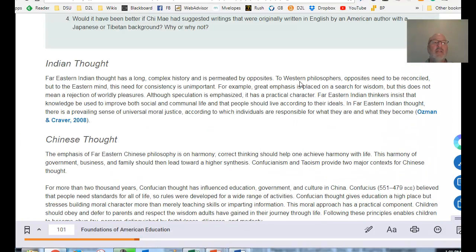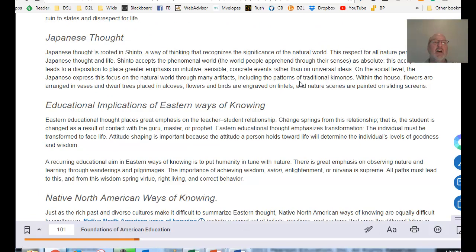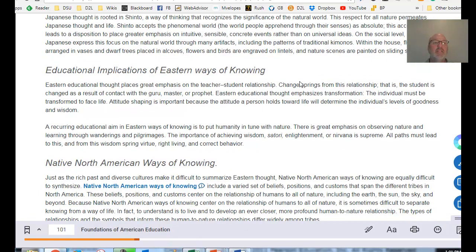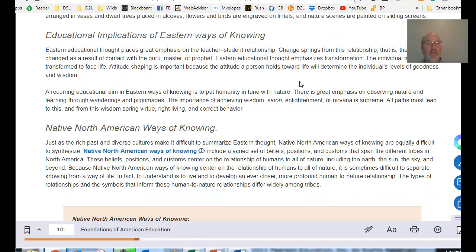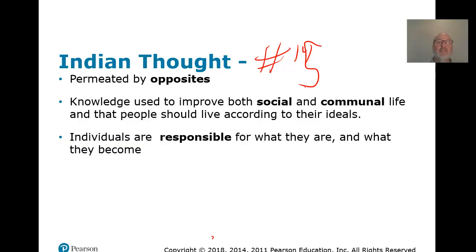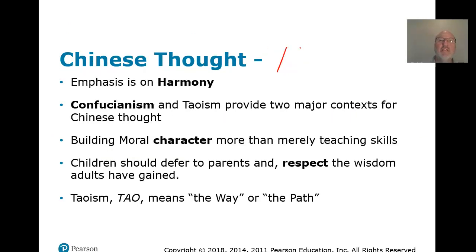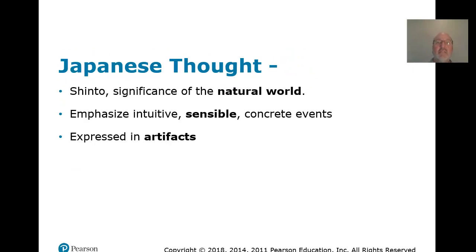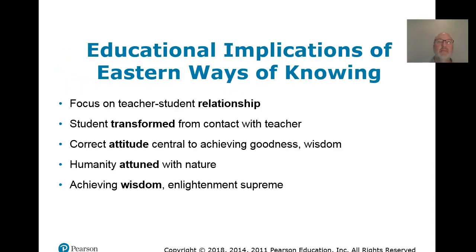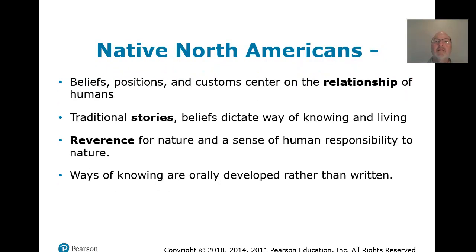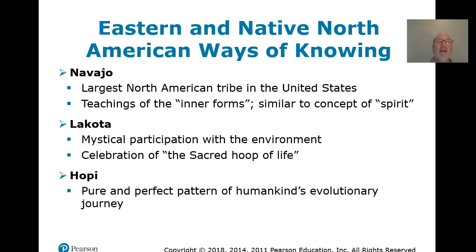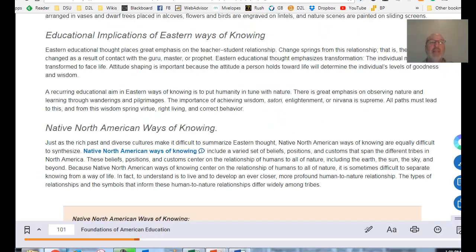Indian thought, and then Chinese thought, Japanese thought, implications of this, North American ways of knowing, all that you're going to bring here. So there's 15, here's 16, 17, 18, and please, there's questions on the test about here. This, here's 19. I'm going to make this all one, number 20 from these. And those have a lot of that in there.